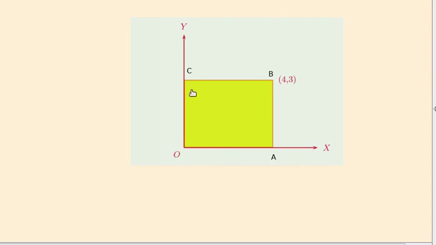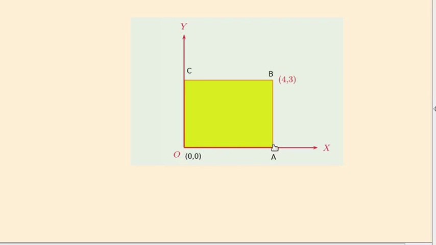Here this is the x-axis and this line is the y-axis. Therefore the point of intersection of the x and y axes is the origin. Therefore this point is the origin, and we can write its coordinates. The coordinates of the origin are 0, 0. Then consider this point 4, 3.